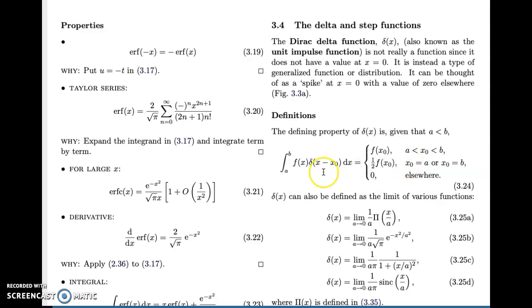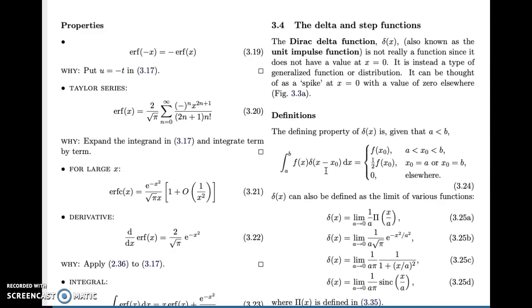If the delta function is located at one of the limits of the integral, then you actually just get half the value of the function. And finally, if x0 is outside the interval a to b, then you get the answer 0, of course. So the delta function is basically 0 everywhere, except at 0 if you've got delta x, or x0 if you've got delta x minus x0.